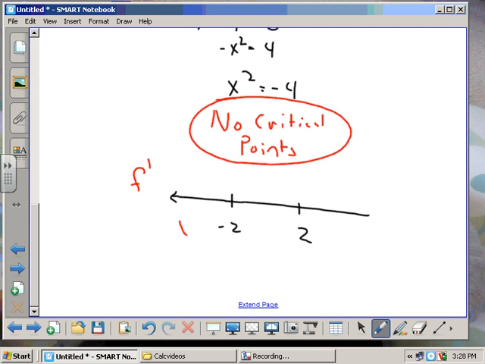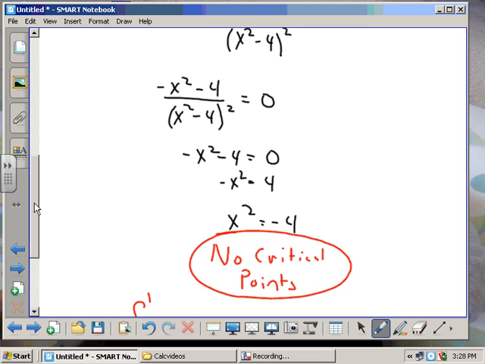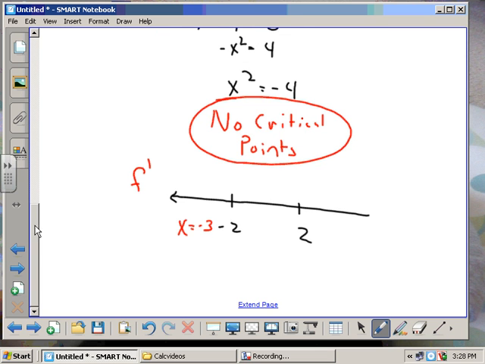So my first test point I'll choose, negative 3. If we plug this into the first derivative, we're going to have negative 9 minus 4, which is a negative value. The denominator is always going to be positive. Doesn't matter what I plug in there, with the exceptions of 2 and negative 2, but we already know that that is not defined. Okay, so this was negative. So therefore, I know that I'm decreasing from negative infinity to negative 2.